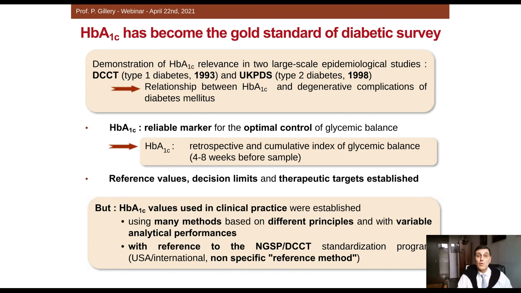HbA1c values used in clinical practice were established first using many methods based on different principles and with variable analytical performances, and second, with reference to the NGSP DCCT standardization program, which was an international program mainly based in the United States, and using a non-specific reference method for HbA1c measurement.